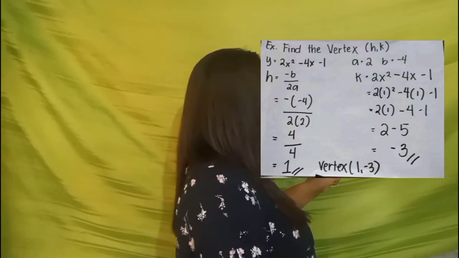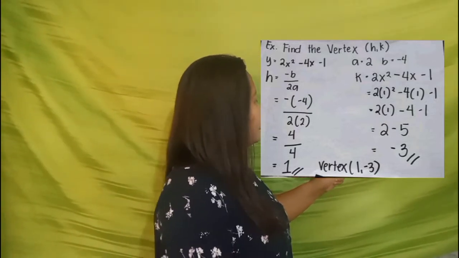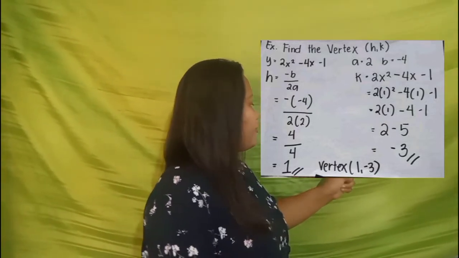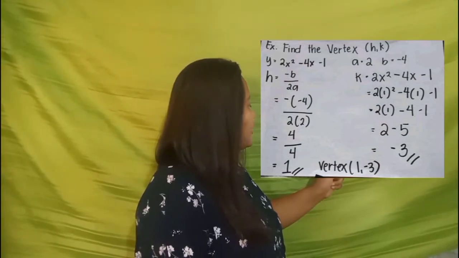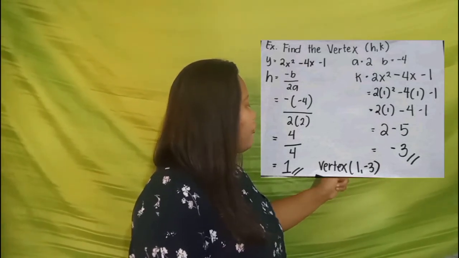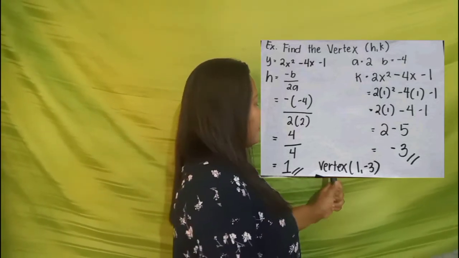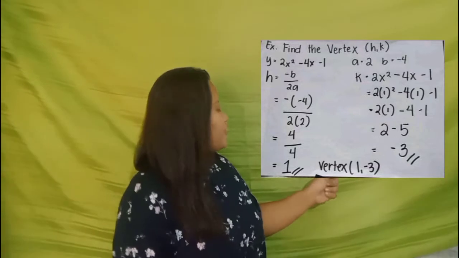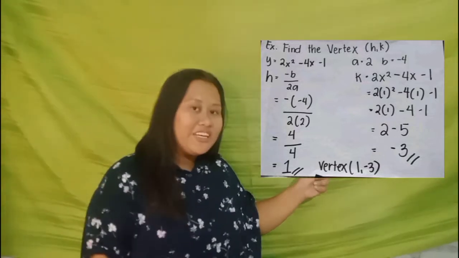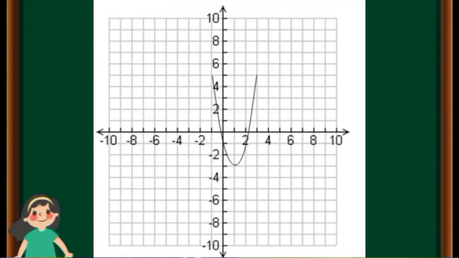1 times 1 is 1. The negative 4 times 1 is negative 4. 2 times 1 is 2. The negative 4 minus 1 is 5. 2 minus 5 is negative 3. The vertex form natin is 1 and negative 3. This is the graph of our example.